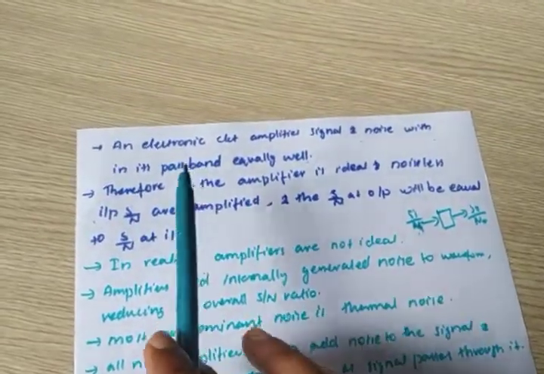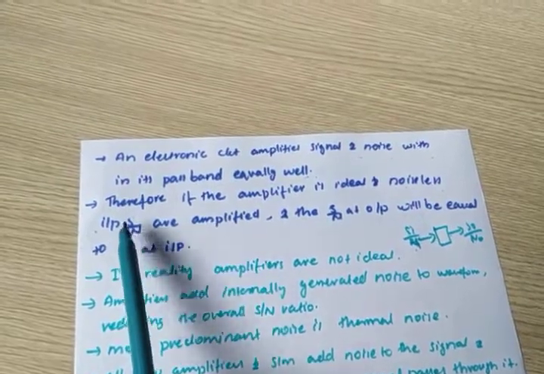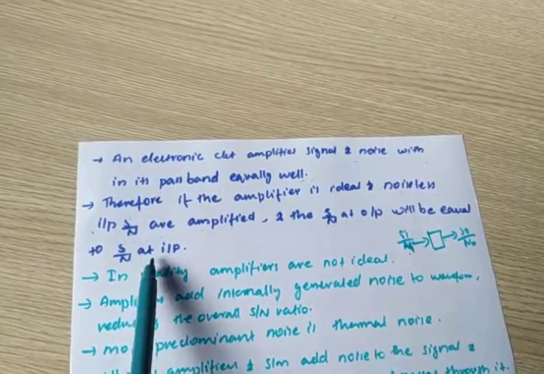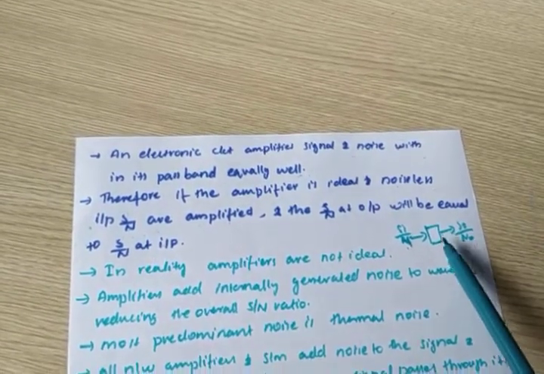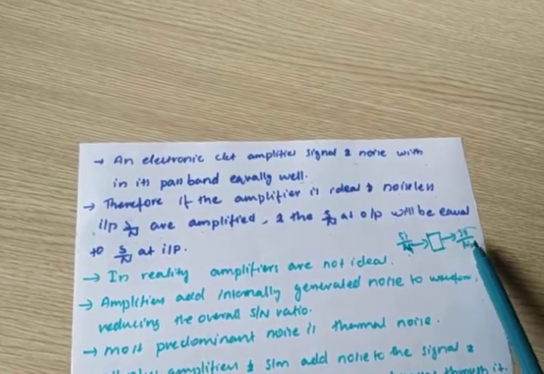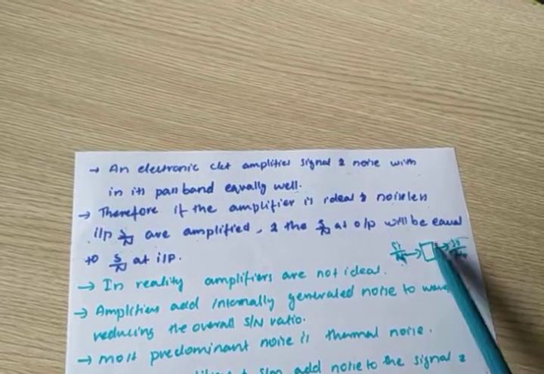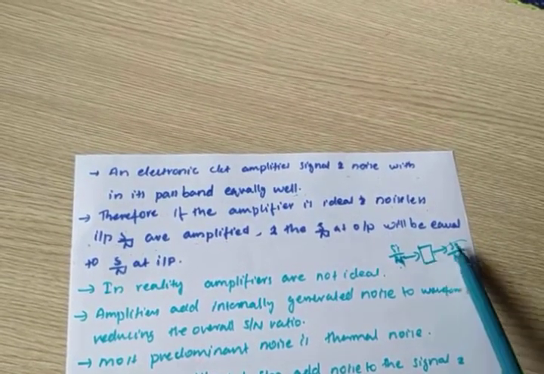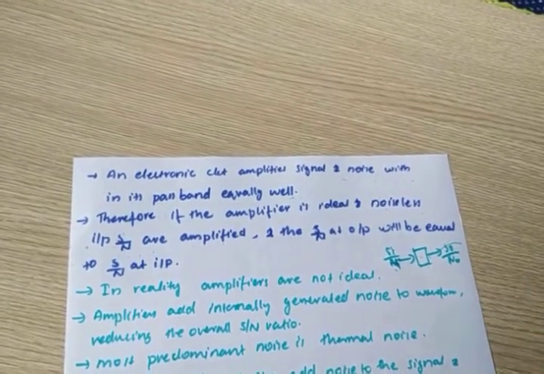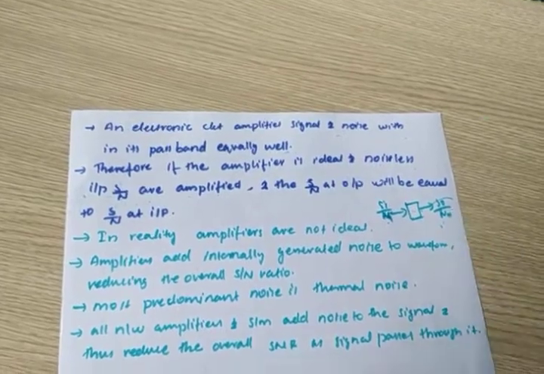Therefore, if the amplifier is ideal and noiseless, the input signal and noise are amplified, and the signal to noise ratio at the output will be equal to S by N at the input. If the system is noiseless, this is amplified and I will get an amplified S0 by N0, and both are equal only. The amplification factor will cancel out. So we will get an amplified signal, but there is no noise added by the system. And we will check how it has happened.